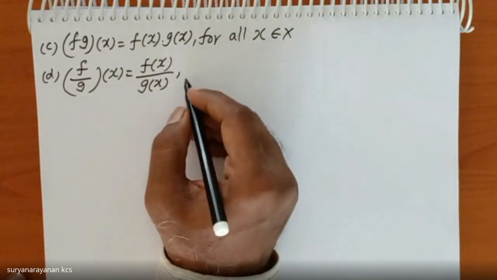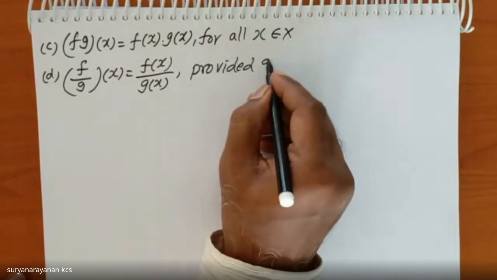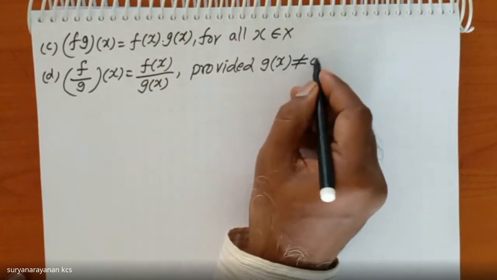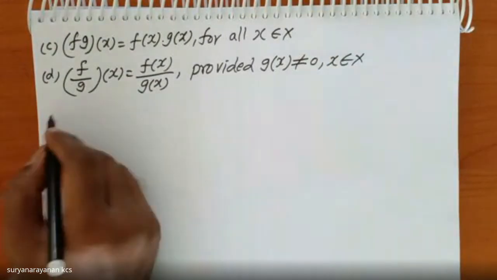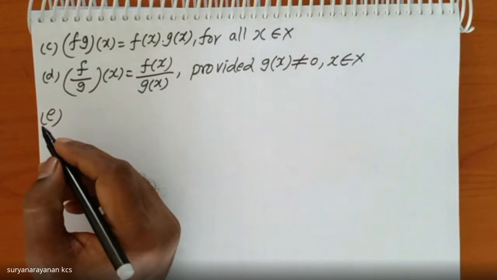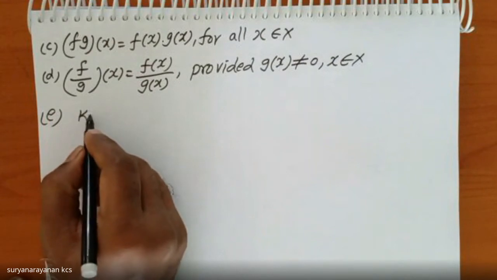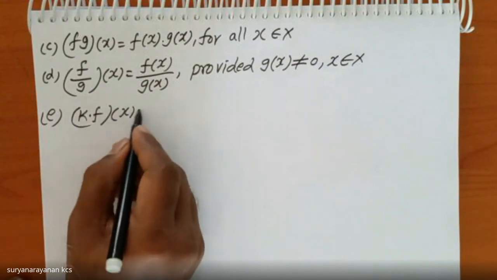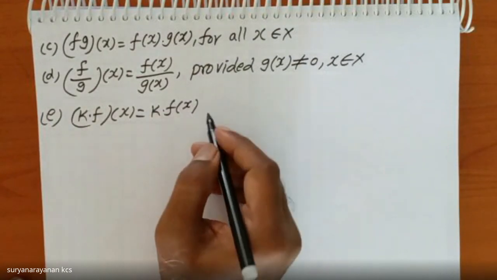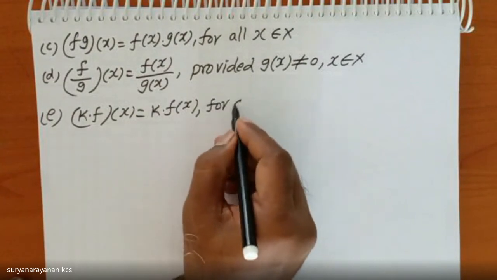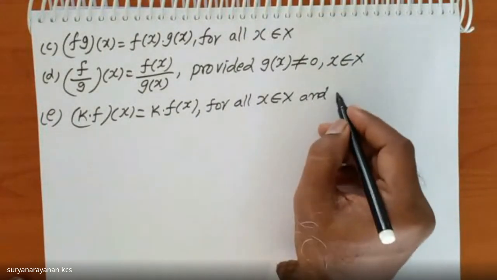X, provided g of x is not equal to 0, and for all x belongs to X. And we define some constant k into f of x, for all x belongs to X, and k is any constant.